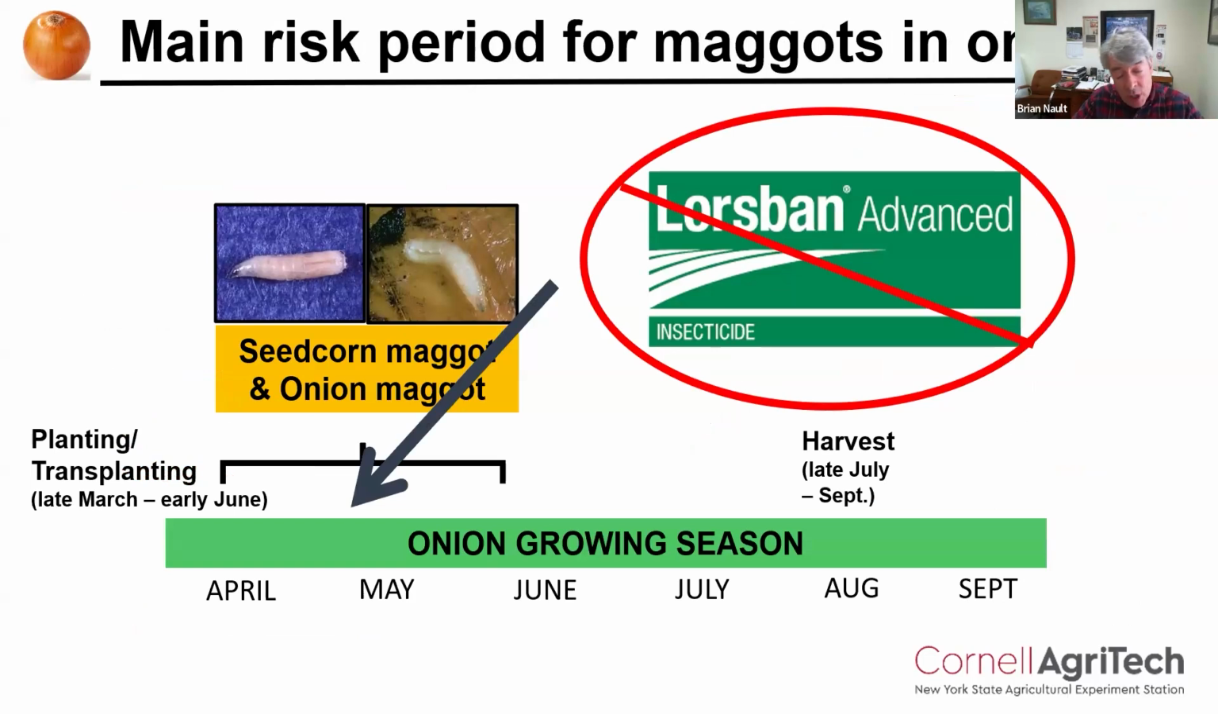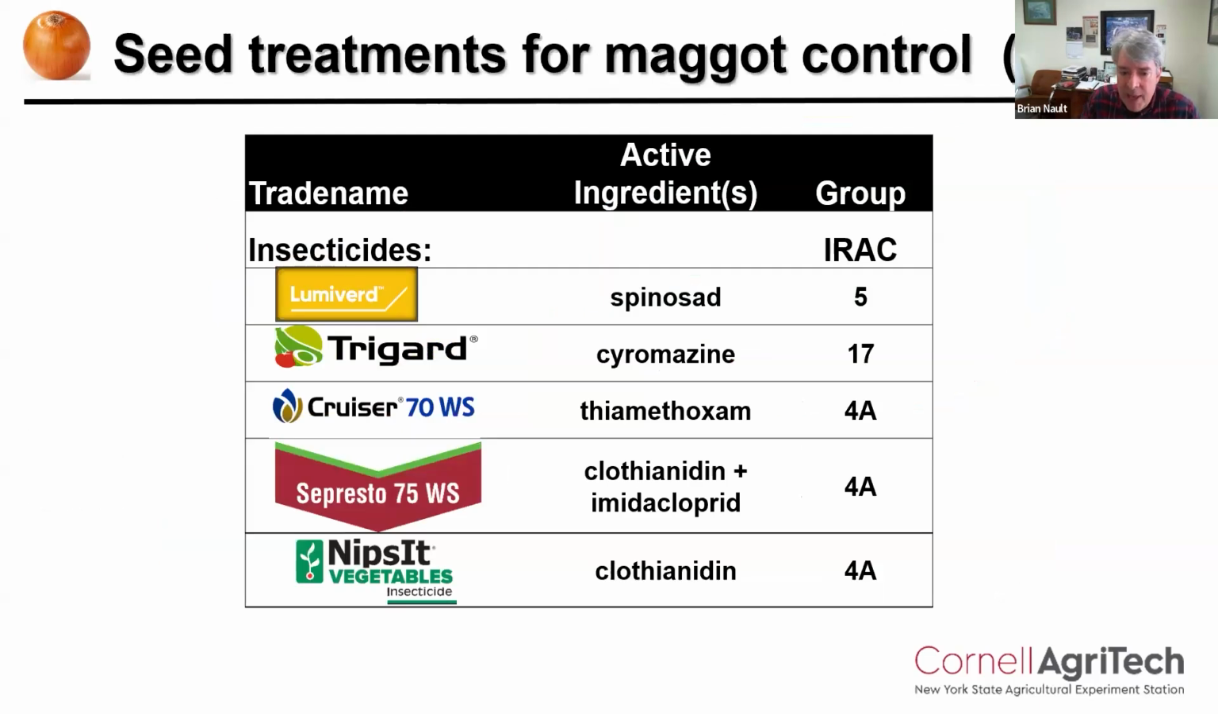And based on a lot of research I've done over the years, I haven't found anything else that can be applied in furrow that works really well in our muck soils. So that leaves us with seed treatments. And we have 5 that are currently registered in the United States. They're Lumivert, Trigard, which you all call or have as Governor. We have Cruiser, Suppresto, and a brand new one called Nipsit. I haven't had a chance to use it, but I will this year.